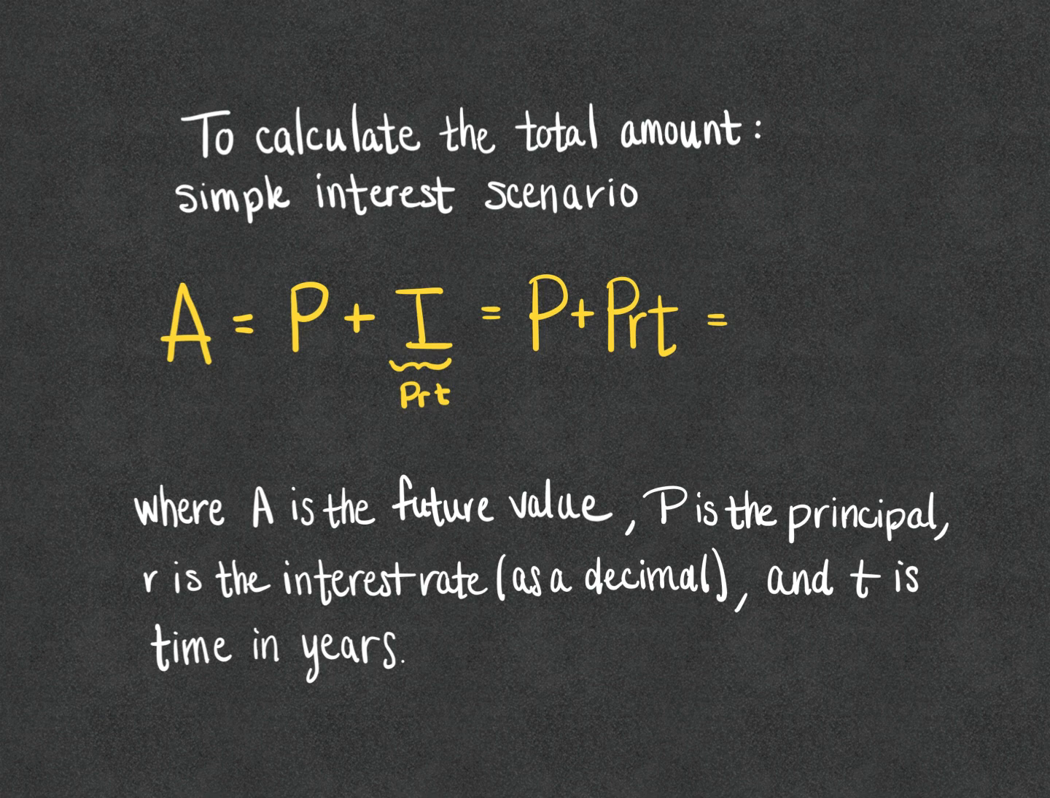And if we decide that we want to apply a little bit of factoring, we can factor a P out of that, and we will end up with the version of the formula A equals P times the quantity 1 plus RT. Again, P is the principal, R is the interest rate as a decimal, T is time in years. And there are scenarios where you can use this formula, or you can use the I equals PRT simple interest formula. We will be talking about both of those in this video.